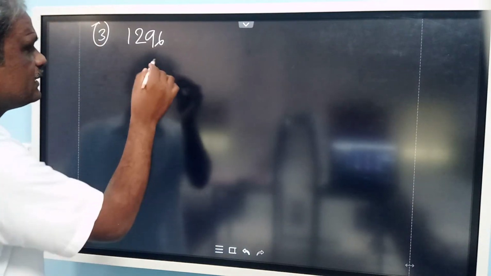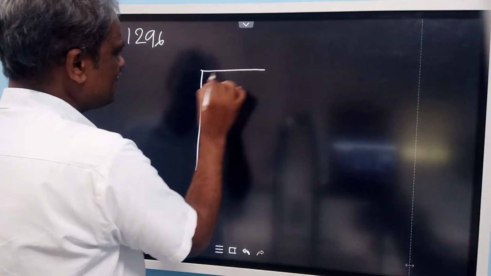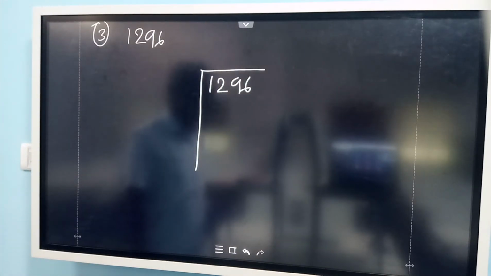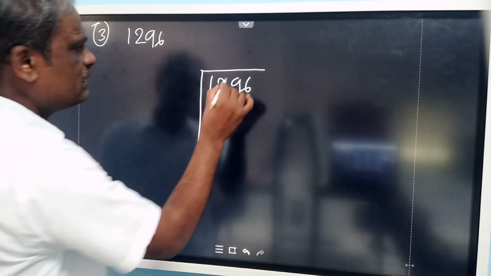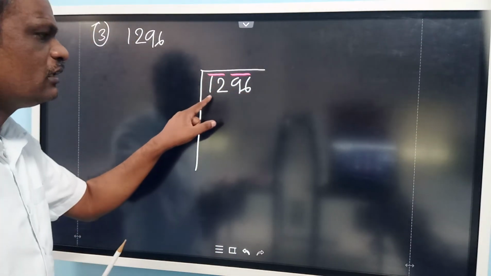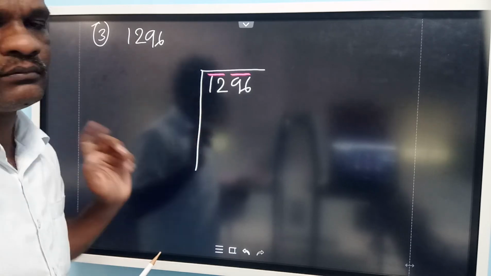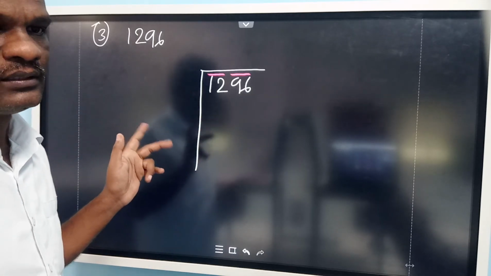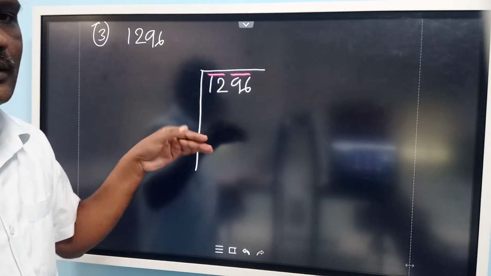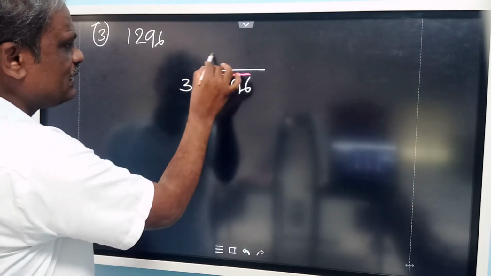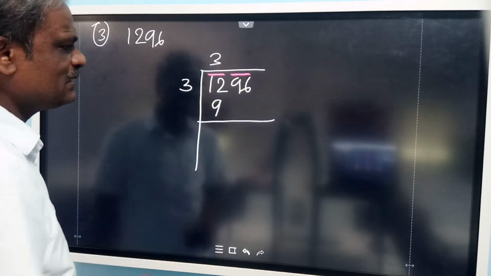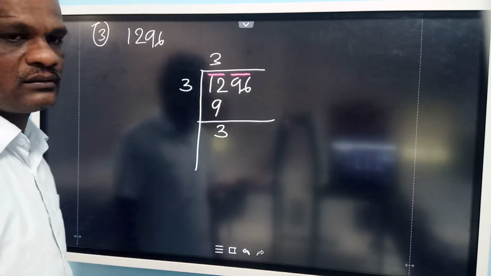1296 is the number. Let us write it like this below these lines. What is the first step here? Grouping. We have to group the numbers. So 96 is one group and 12 is another group. Now find the nearest square number to 12, less than or equal to it. 4 fours means 16, which is more than 12. What is the next option left? Only 3 threes, which is 9. Then you subtract: 12 minus 9 is 3.